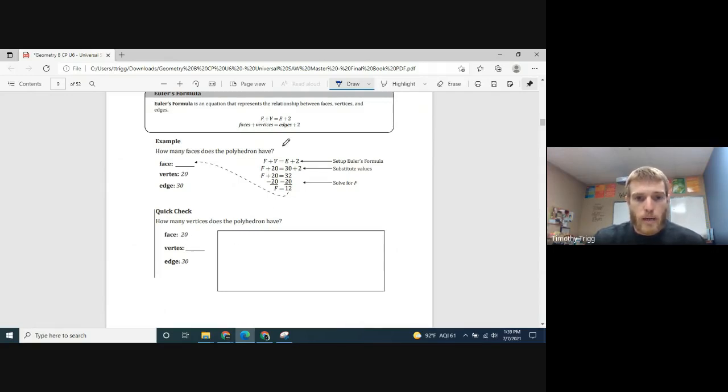So the number of faces is 20, so F is 20, plus the number of vertices, we don't know yet, equals the number of edges, 30, plus 2. That 2 doesn't change. So that would be 20 plus V equals 32. To help us solve for V, to get V by itself, we're going to subtract 20 from both sides of the equation. So that gives us that the number of vertices is 32 minus 20, which is 12. So a shape that has 20 faces and 30 edges would have 12 vertices.